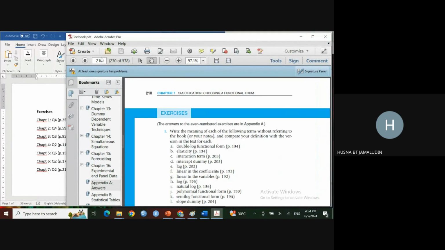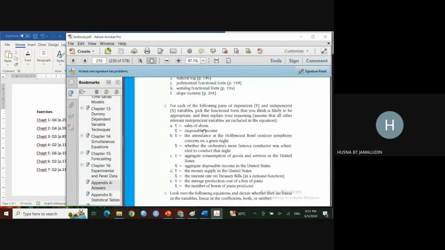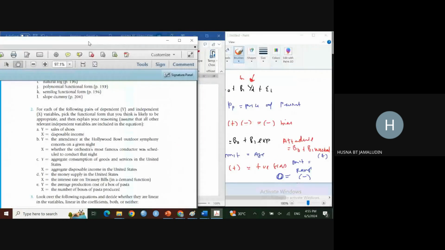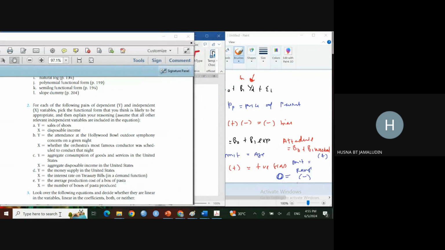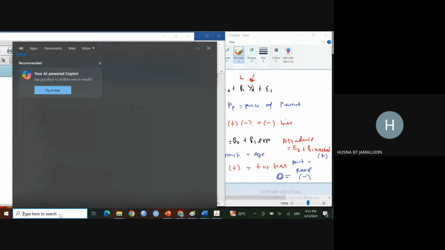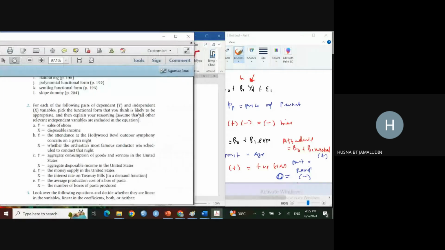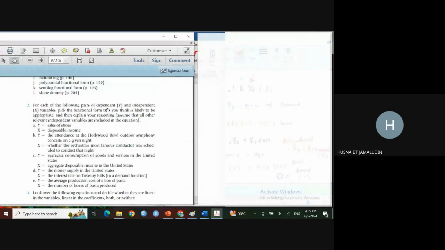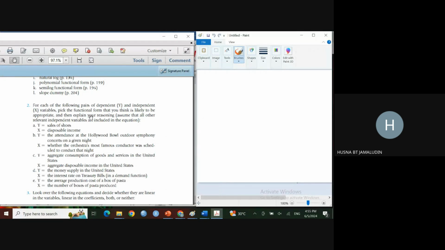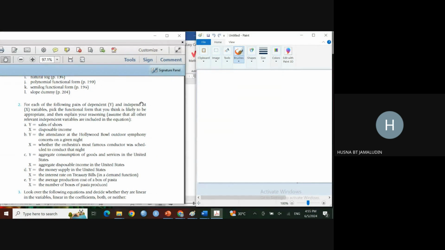210. Okay, so what is it here? Painting. Okay, so for each of the following pairs of dependent and independent variable, pick the functional form. Remember, we just learned about functional form. So that's why I think this question might be interesting to be discussed. Pick the functional form that you think is likely to be appropriate. And then remember, if you selected the incorrect functional form, you are making more error.